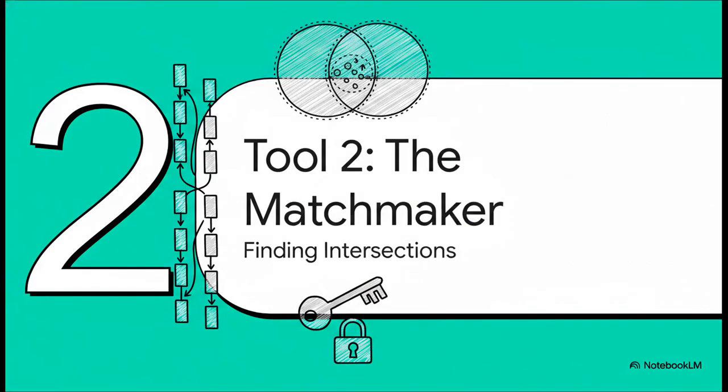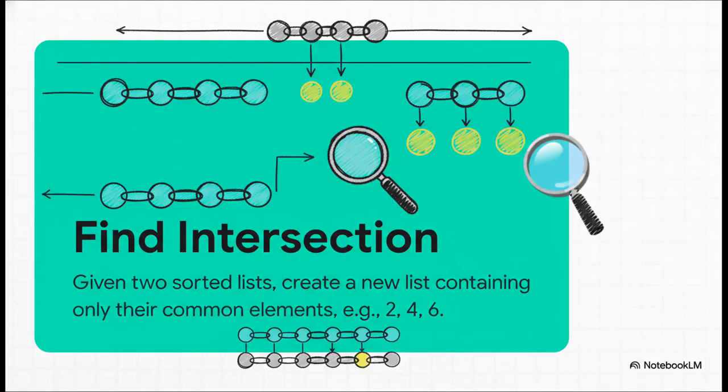All right, tool number 1 is in the box. Now let's grab our next tool. We'll call this one the matchmaker. This one is specifically designed to work with two lists at the same time, finding exactly what they have in common. The goal here is super clear.